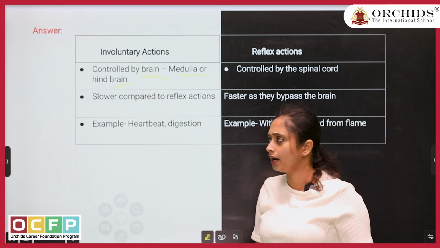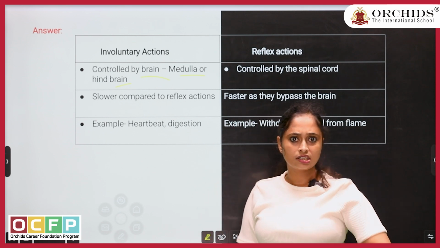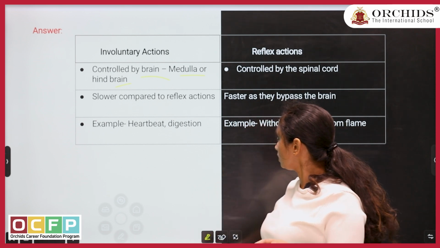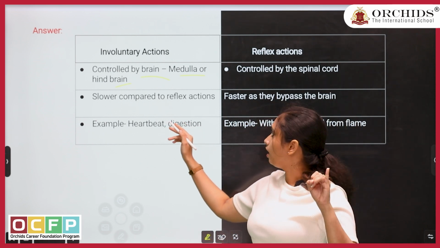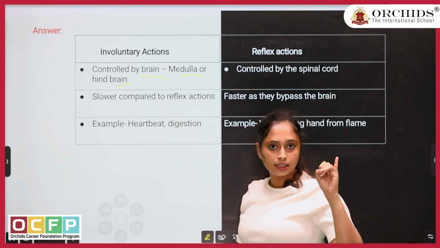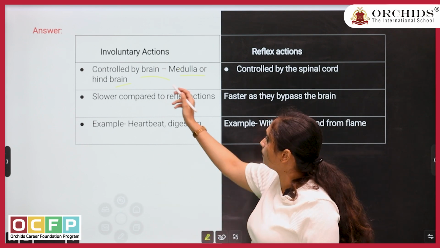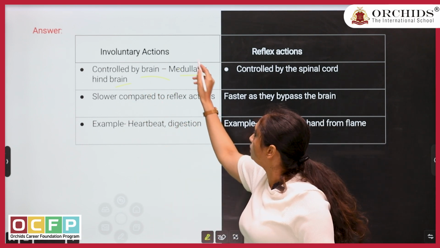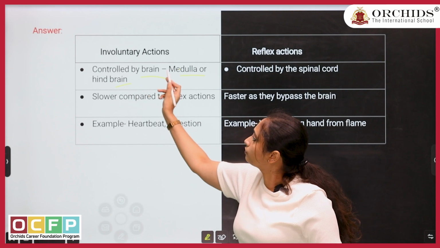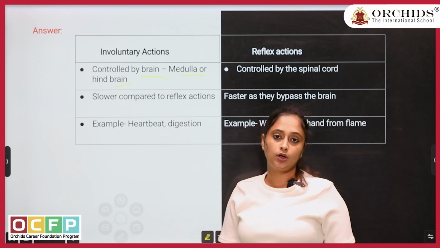Mainly medulla and hindbrain. In the hindbrain, three regions are there. Medulla is one part of the hindbrain, and then pons, and one is cerebellum. These three are the parts of the hindbrain, and the medulla is the part which is controlling the involuntary action.